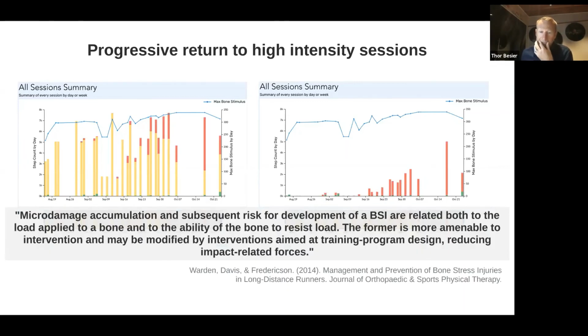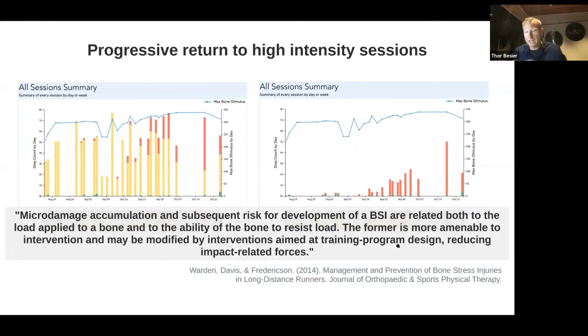So I'm going to close it out here with this other quote. Again, this is from Stu Warden, Irene Davis and Mike Frederickson's paper, which says the microdamage accumulation and subsequent risk for developing these bone stress injuries is related both to the load that's applied to the bone and the ability of the bone to resist that load. So that's the strength of the bone. And of course, the former is more amenable to intervention. So the load applied to the bone can be modified in terms of training design and the program that you put with your athletes.